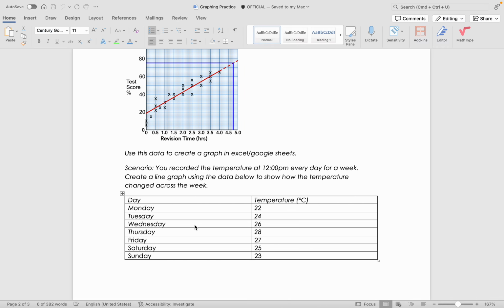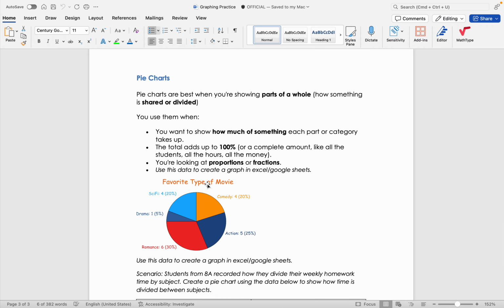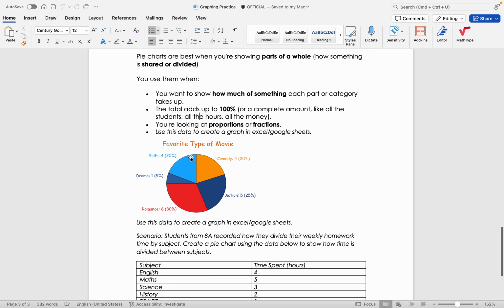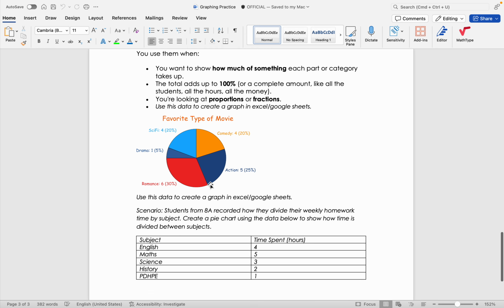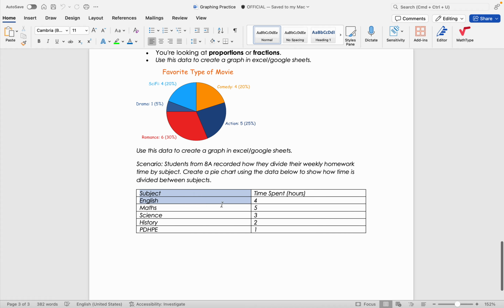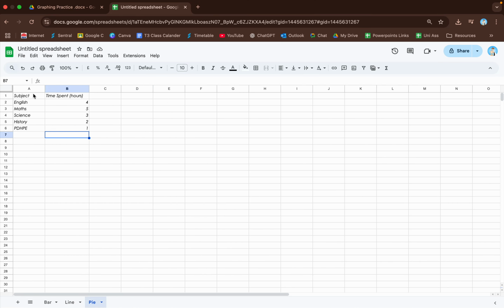The last one is your pie graph. Now, pie graphs, and this is really important, are showing parts of a whole. So it's going to have to be from a larger number. So you want to show how much of something it takes up. For example, the favorite type of movie, I can't just go around the school and ask everyone what's their favorite type of movie. I also need to count how many people I surveyed and take them from a whole. So here you go. We've got this data here. This is the easiest one.